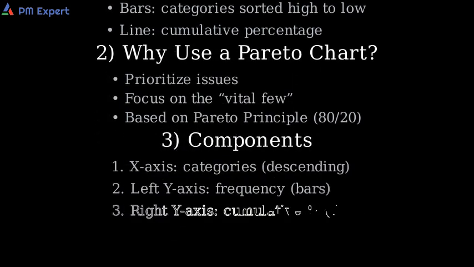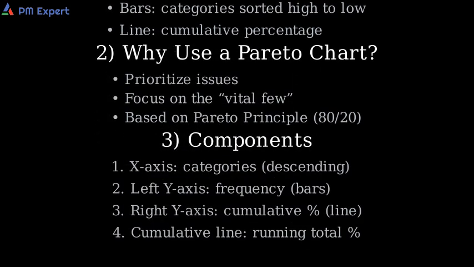Key components. The x-axis shows categories ordered from highest to lowest. The left y-axis shows frequency or count of each category for the bars. The right y-axis shows cumulative percentage for the line. And the cumulative line shows the running total percentage.